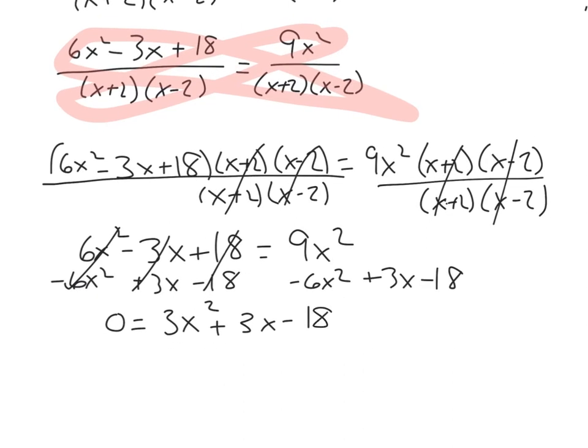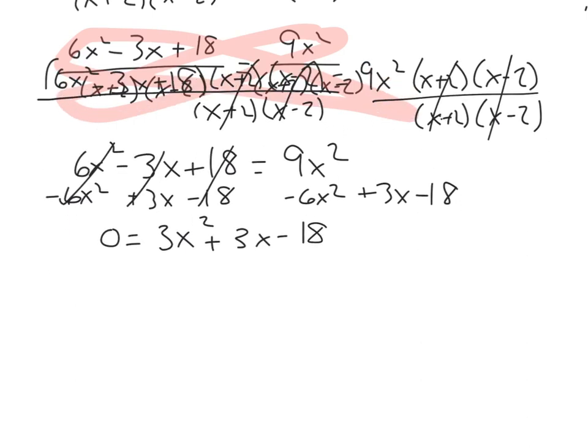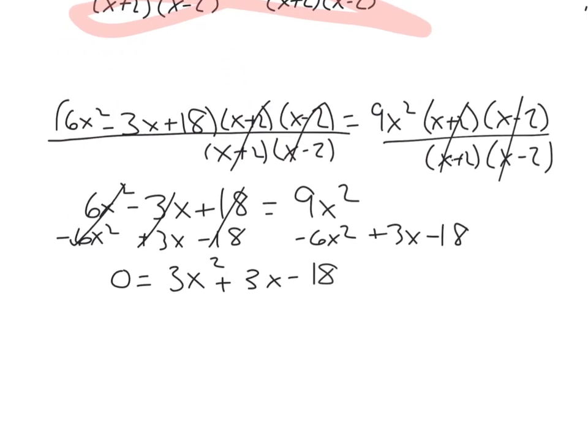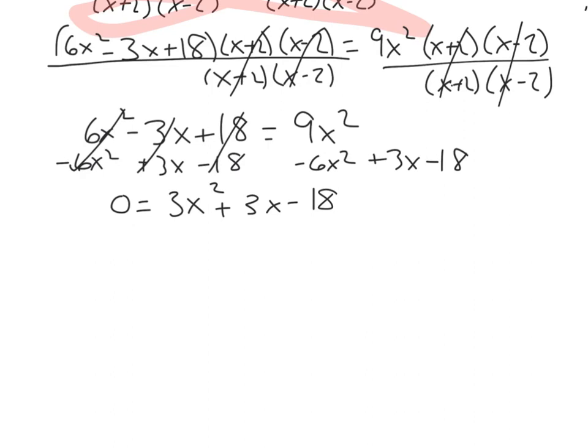There we go. Now, before I go ahead and maybe do the AC method, because I'm pretty sure that's where all this is heading to, let me go ahead and divide by 3 on everything, because that'll simplify all these numbers very nicely. That'll give me x squared plus x minus 6.